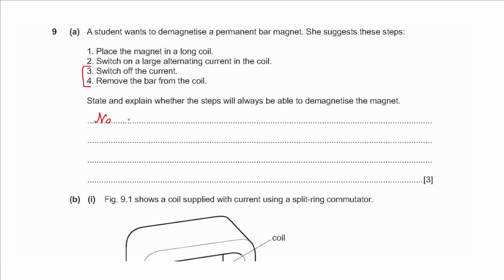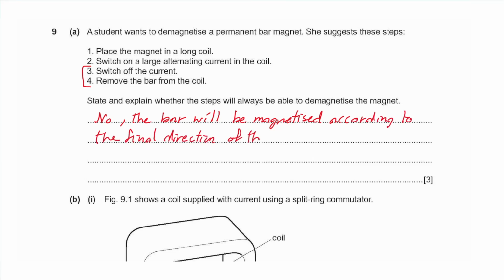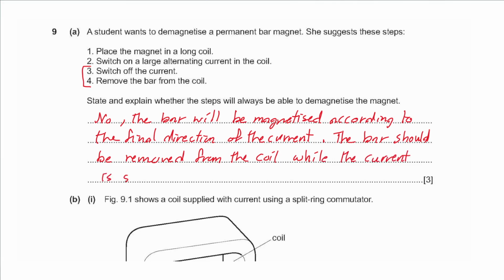We say no, because the magnet will be magnetized according to the direction of the current at the time we switch off the current. So we can write that the bar will be magnetized according to the final direction of the current. And then we say the correction. Instead of switching off the current and removing the bar, the bar should be removed from the coil while the current is still on.